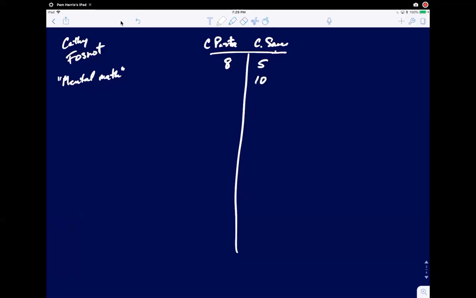I'll let kids think, not very long on this one at all. And then I might even have a choral response. All right, everybody, how much? I'm not even going to wait for you guys to type anything in, but students are going to say, well, if you double the amount of sauce, then you're just going to double the amount of pasta. Okay, well, double 8 is 16. Nobody has to think about that very much.